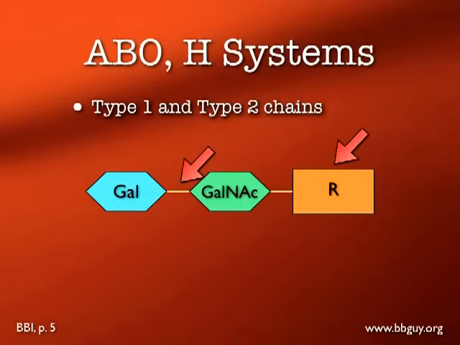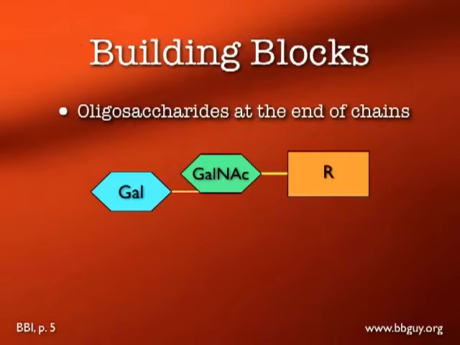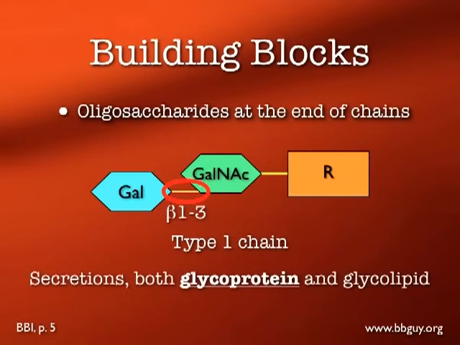And then the quote-unquote R group. In other words, what's going on with the rest of the chain? Well, let's talk first about the type 1 chain. In the type 1 chain, first, that last residue is bound to the subterminal N-acetylgalactosamine with a beta-1,3 linkage. Okay, great. But more importantly, from our perspective, the R group, in other words, the majority of the chain, is primarily glycoprotein, and those chains are primarily found in secretions.